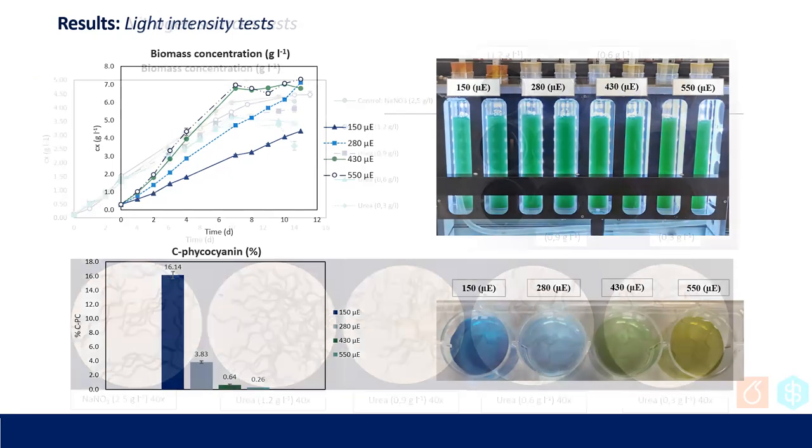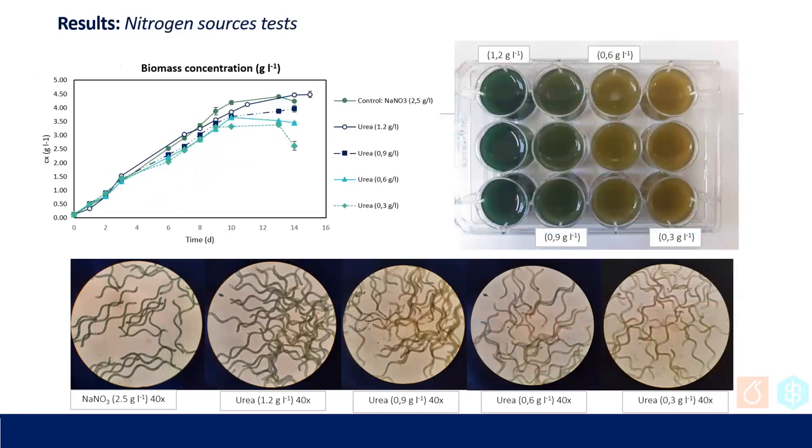Some other results regarding nitrogen sources, we wanted to try urea as an additional source instead of sodium nitrate, because urea is a little bit cheaper than sodium nitrate. And we could see that spirulina grows very well in urea. There are some researchers that suggest that urea can be toxic for the cells at some point, but actually our spirulina is somehow very immune to this toxicity, and it grows pretty well in urea.